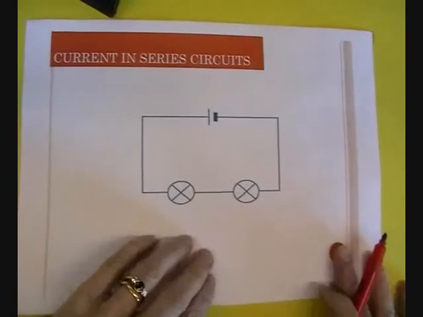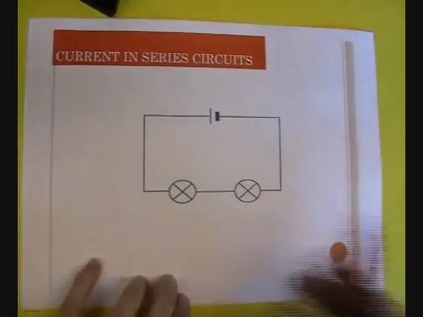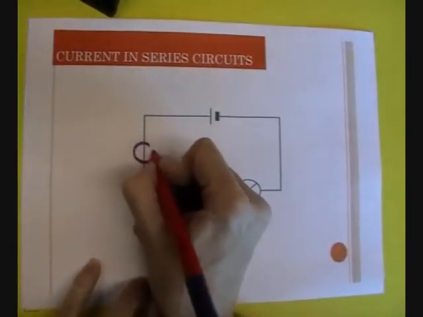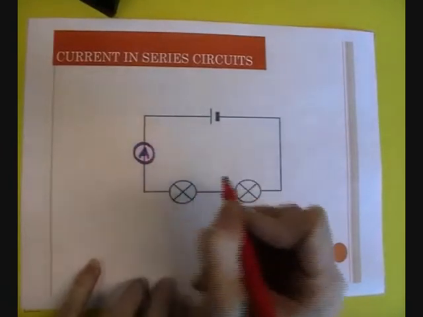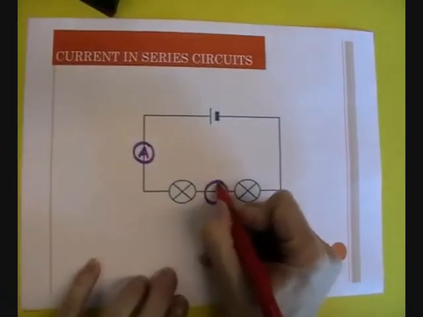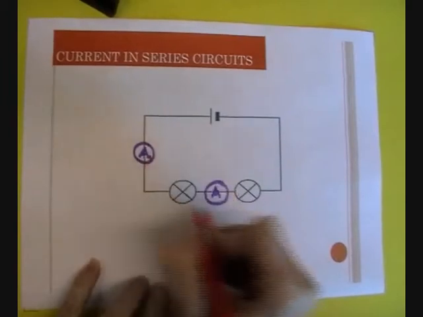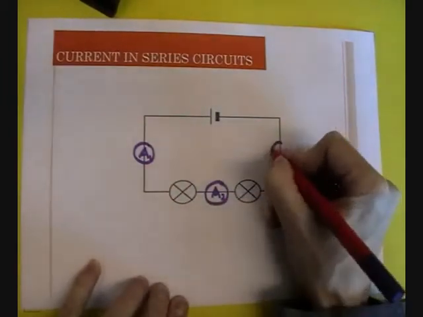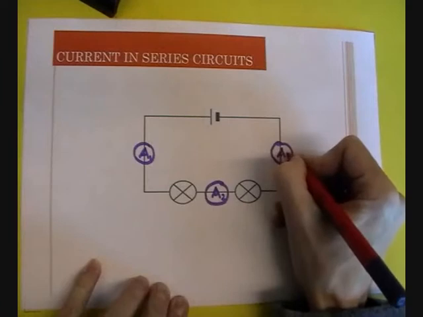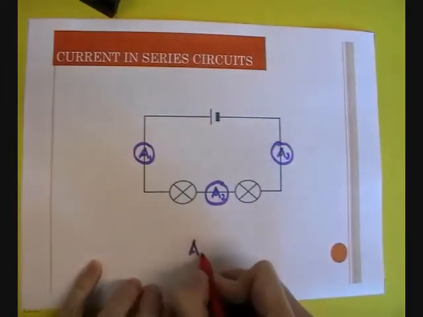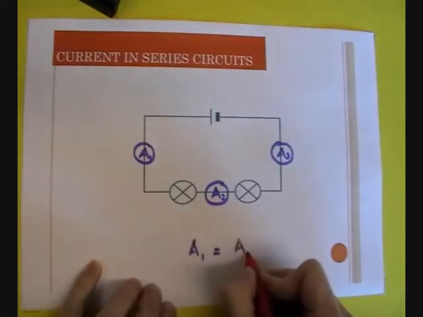Okay, current in a series circuit. You've done an experiment in the classroom where you put an ammeter into the circuit and you measure the current at different parts of your circuit. We're going to call them A1, A2 and A3 here. And what you find is that the current in every part of the circuit should be the same.